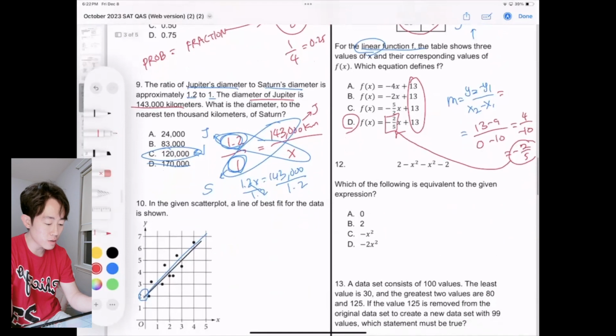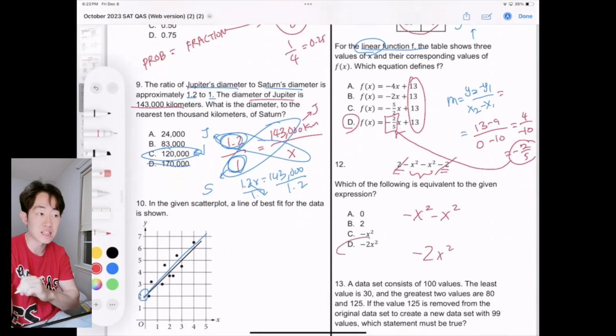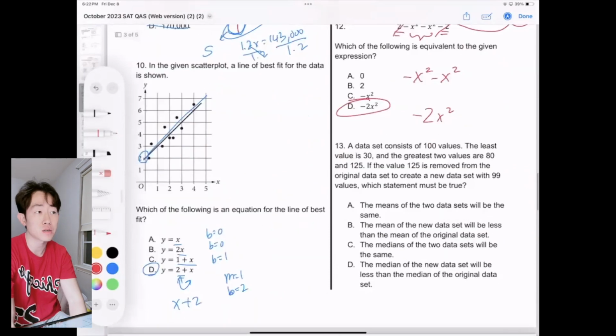Which of the following is equivalent to the expression? 2 and negative 2 cancel out nicely. Combine those two together. Negative x squared minus another x squared means I have 2 of those. D.